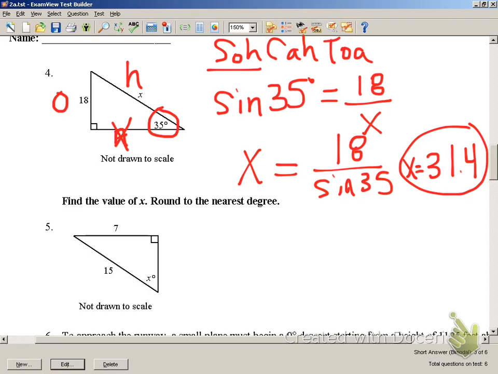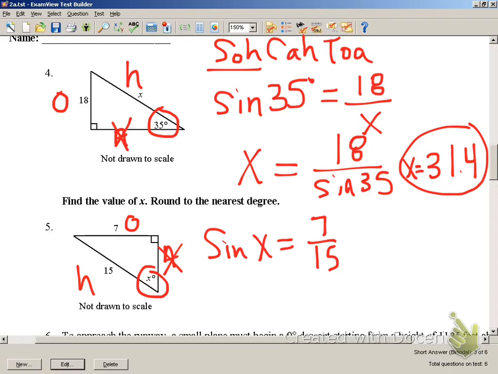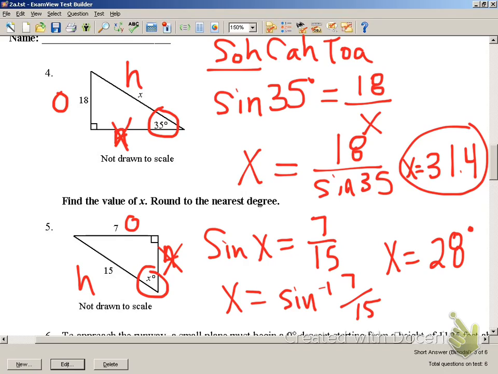Number 5, find the value of x, round to the nearest degree. Once again, the angle I'm given, identify your parts. We do not need the A, so it's still sine. So sine of x equals 7 over 15. We are looking for the angle measure. So x equals the inverse sine of 7 divided by 15. So 7 divided by 15, then we take the inverse sine of that. So x is approximately 28 degrees, rounding to the nearest degree.